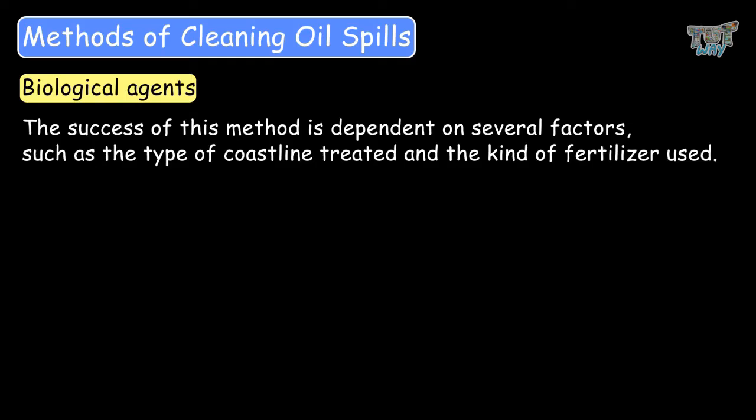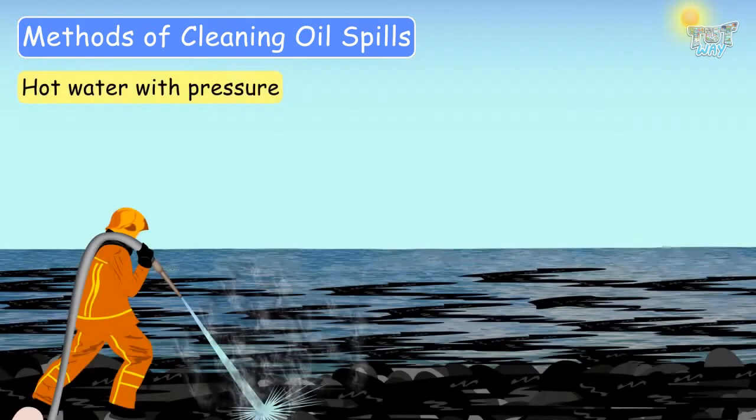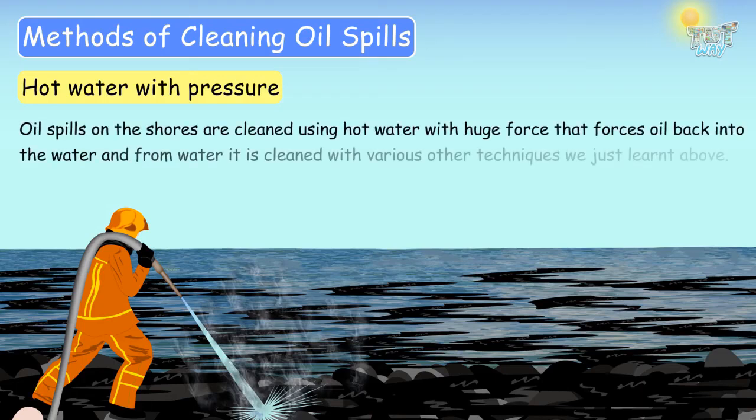Another way to clean up oil spills is using hot water with a lot of pressure. Oil spills on the shores are cleaned using hot water with huge force that pushes the oil back into the water, and from the water it is cleaned with other various techniques that we had just learned. There are many more methods, but we have learned about some of the basic ways to clean up oil spills.